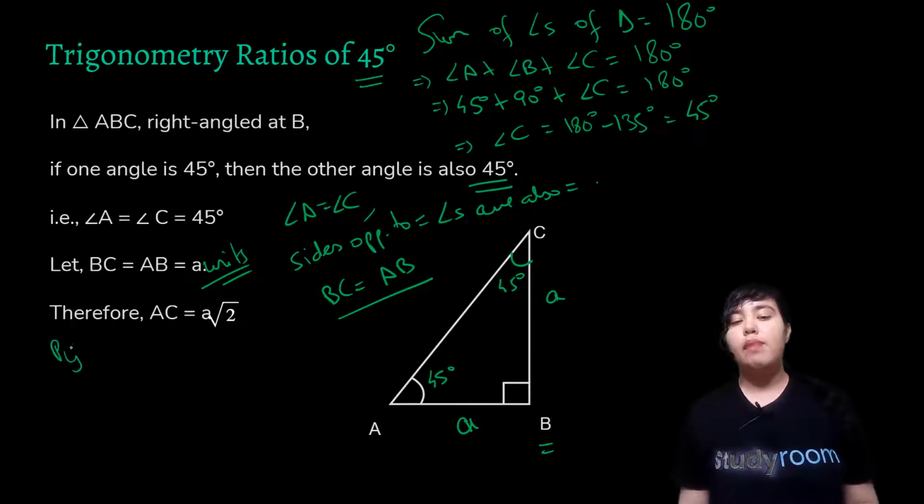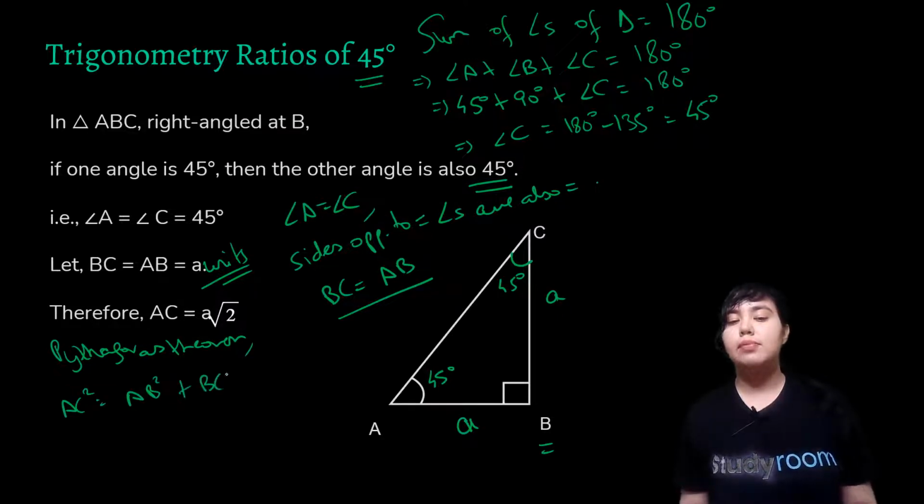Then you make use of Pythagoras theorem because this is a right angle triangle. And then you can say, what is the hypotenuse over here? AC. So AC square is equal to AB square plus BC square. That is A square plus A square, which is equal to 2A square. If you take square root on both sides, you get A root 2 units.